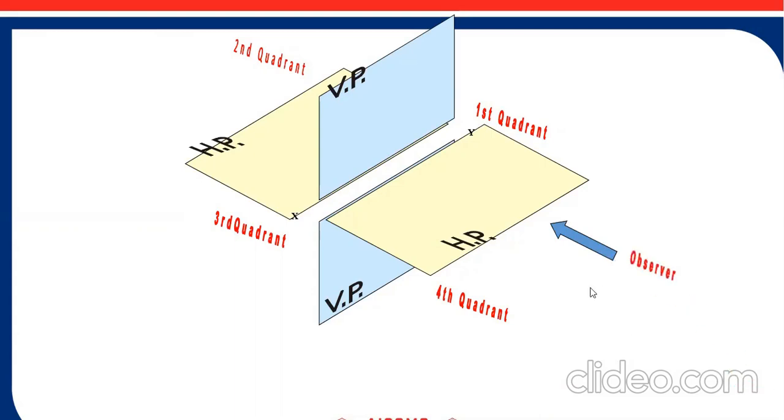The observer is here, and this is the object. We are getting the front view on the VP, above the XY line. In case of the top view, the object is here, and we change our position. We are exactly on top of this object, and we get the top view on the HP, the horizontal plane.